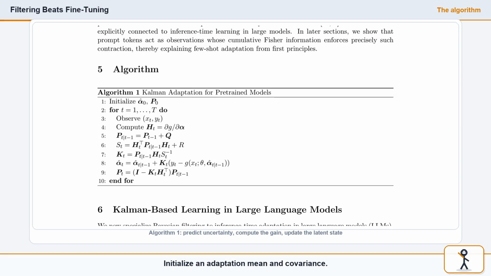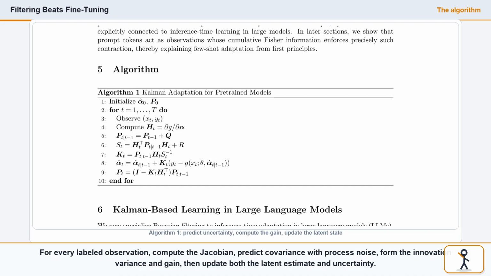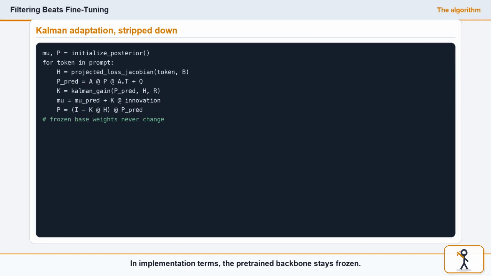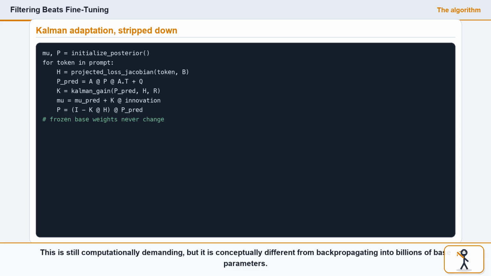Initialize an adaptation mean and covariance. For every labeled observation, compute the Jacobian, predict covariance with process noise, form the innovation variance and gain, then update both the latent estimate and uncertainty. In implementation terms, the pretrained backbone stays frozen. The only evolving objects are the low-dimensional state and structured covariance. This is still computationally demanding, but it is conceptually different from backpropagating into billions of base parameters.